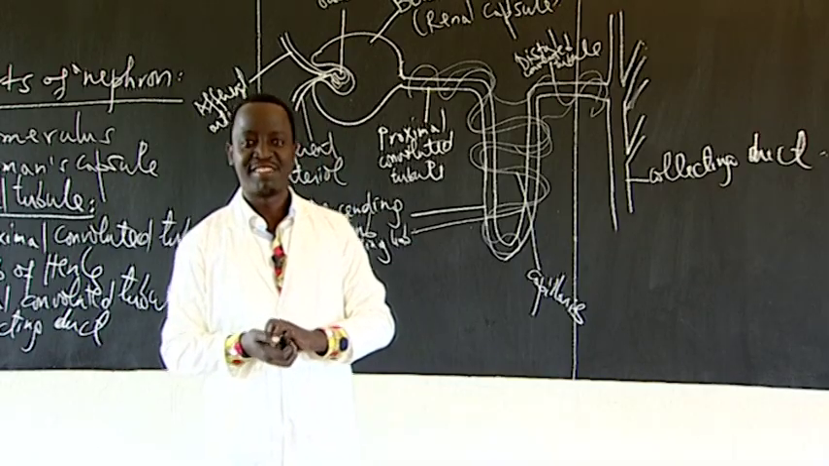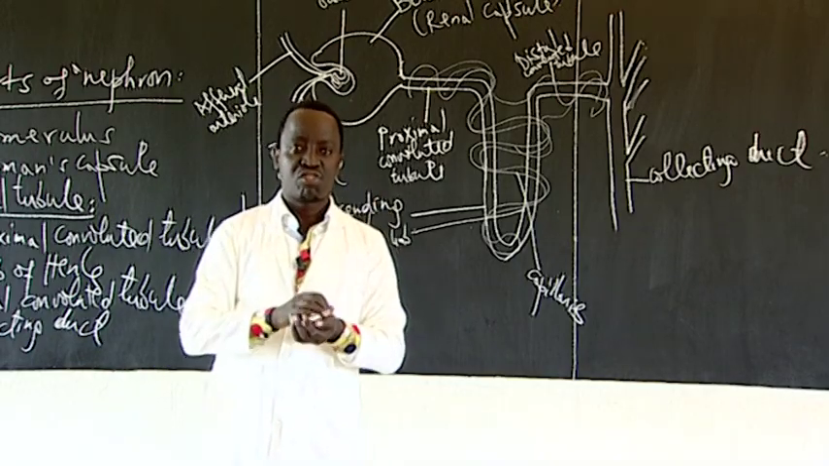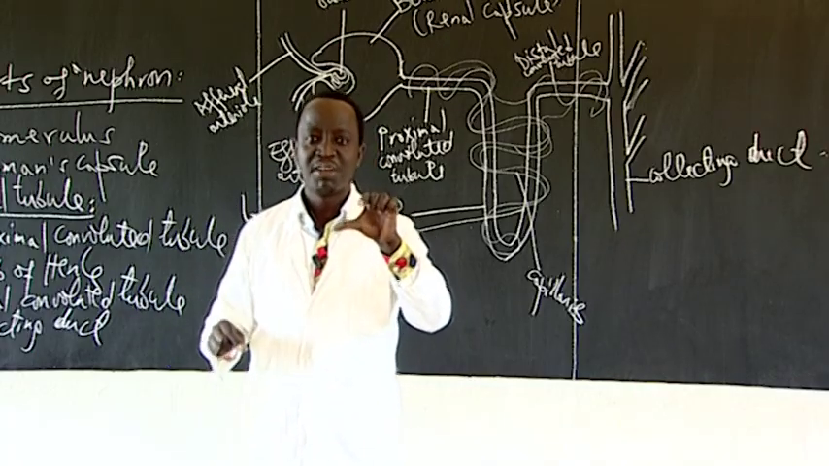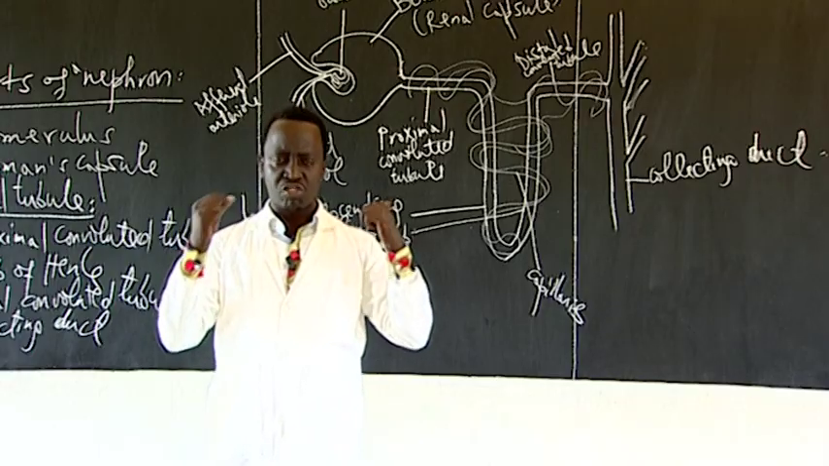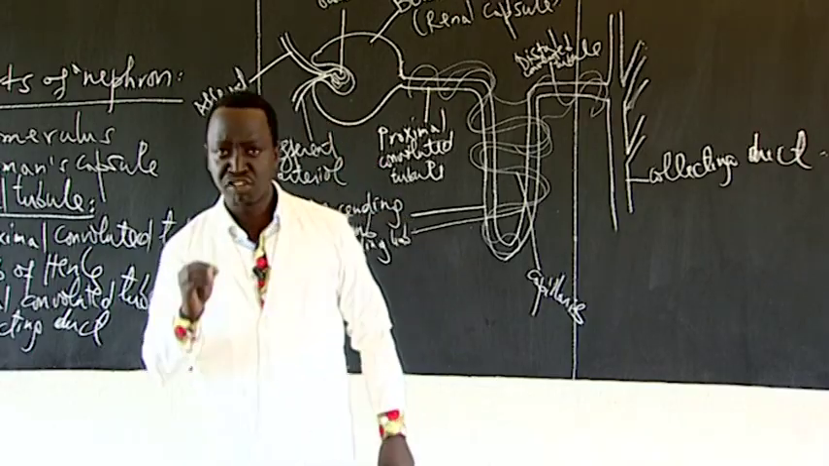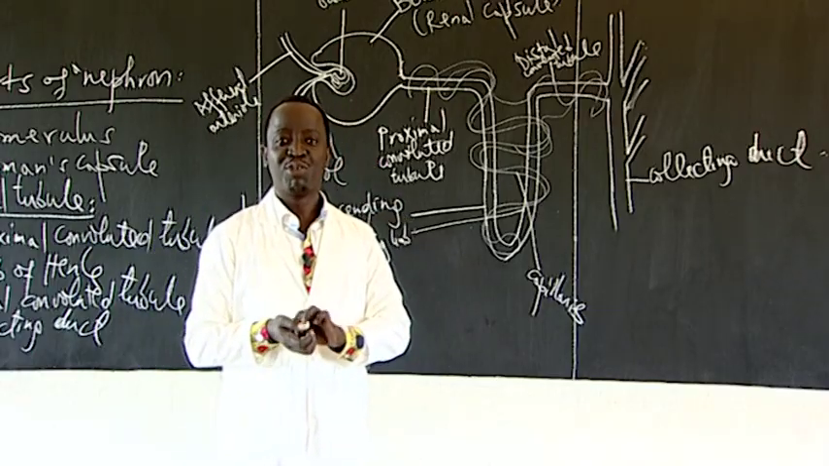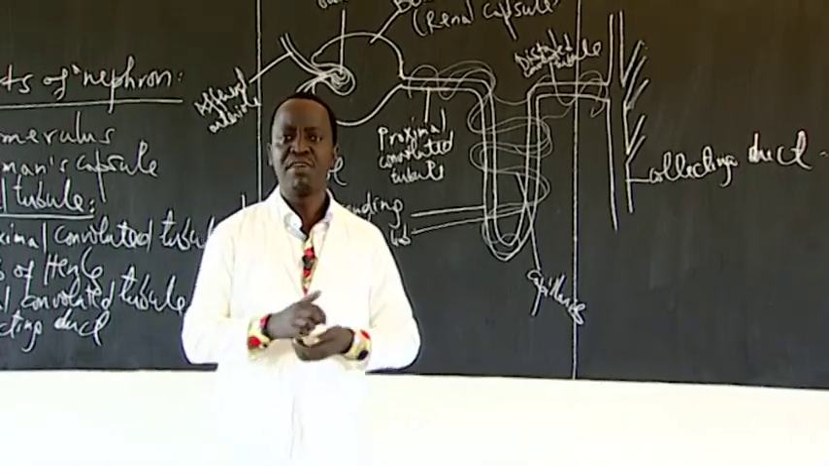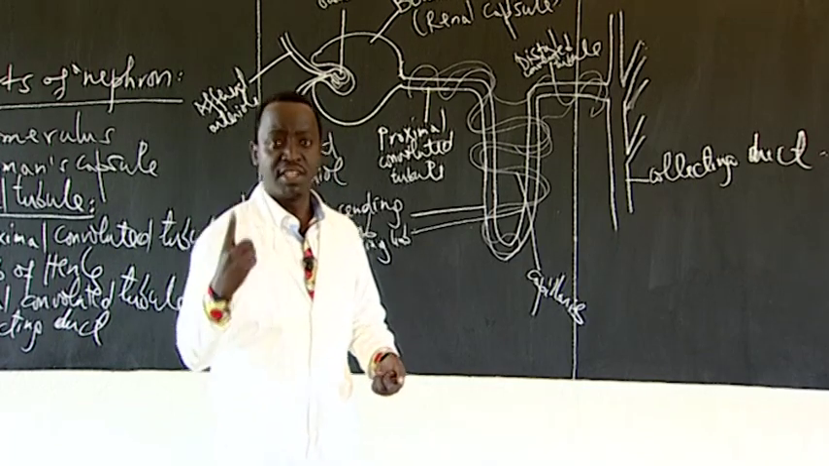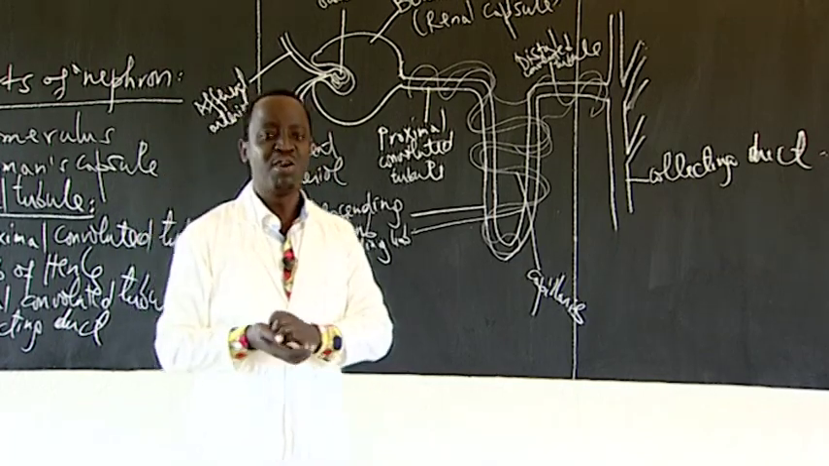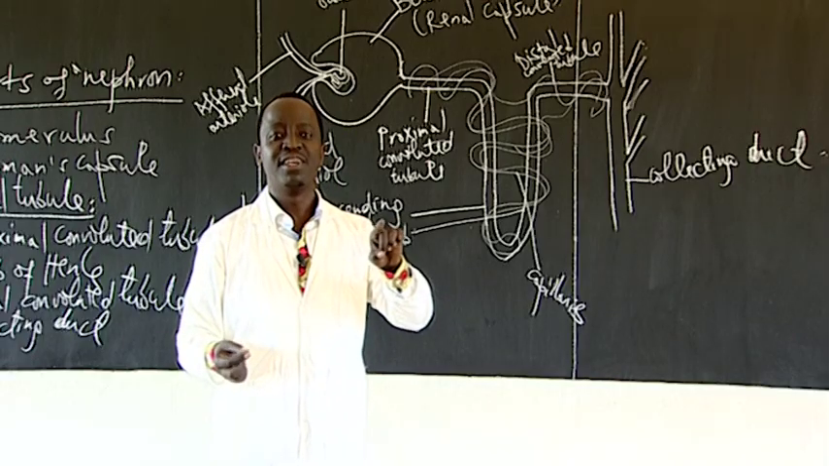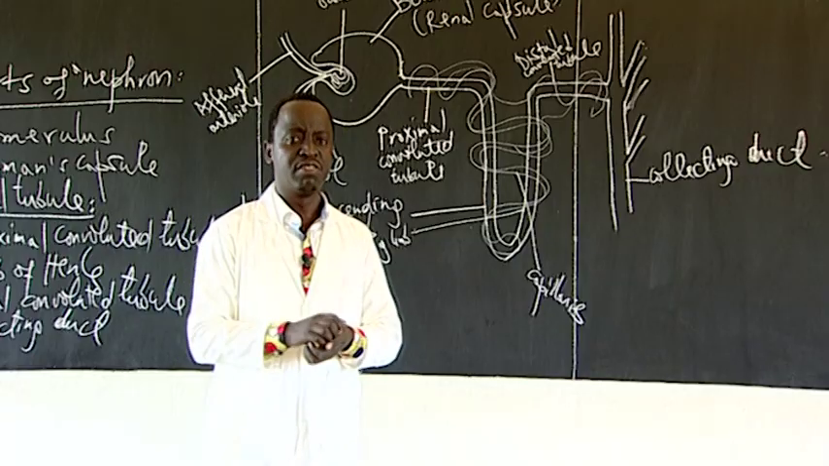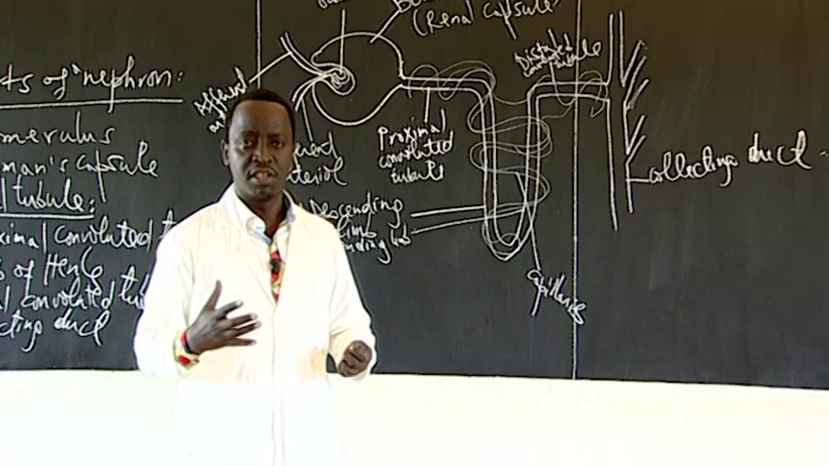Nice. You're right. The nephron is the structural and functional unit of the kidney, which means it makes up the structure of the kidney, and the function of the kidney happens at the nephron. How many nephrons do we have in each kidney? More than 1 million. On the other kidney also more than 1 million, which means about 3 million on both kidneys.